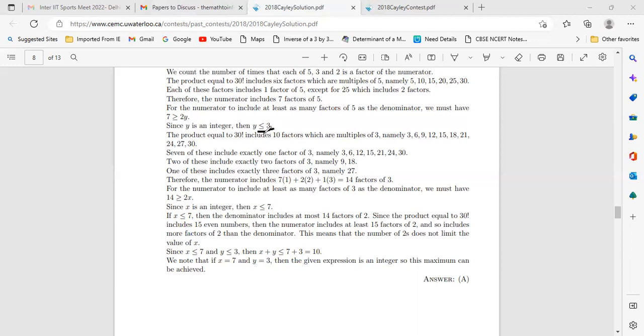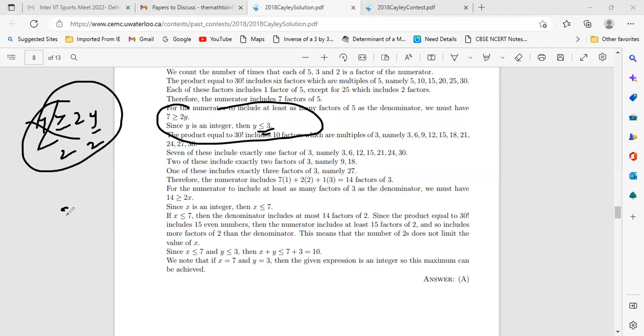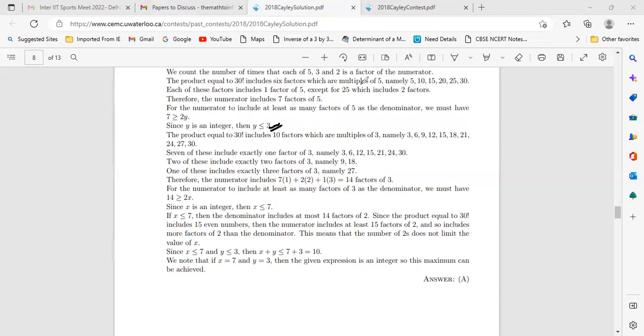Okay. This 3, you got it right. You just have to divide both sides by 2. Since y is an integer, you can include the decimal point as 3.5 and you can round it off to 3. You can have decimals. Yes.